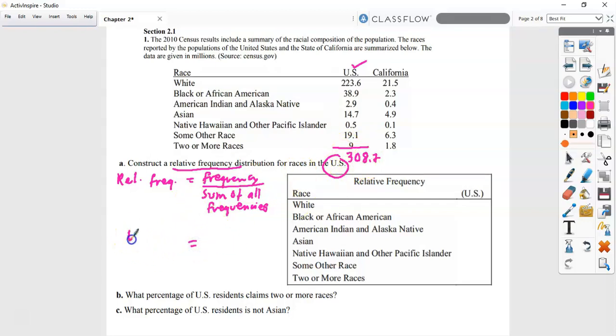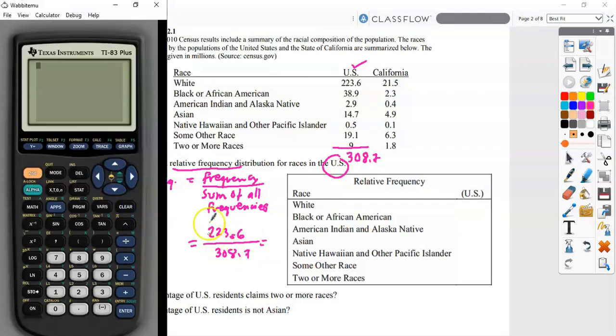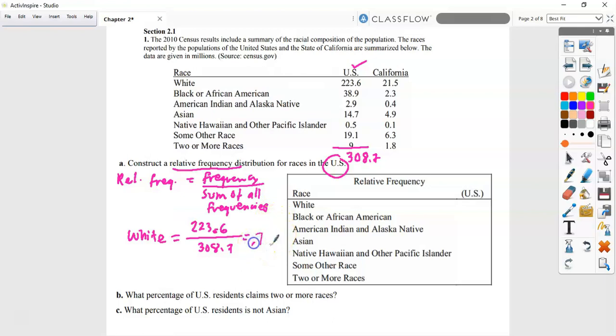So for example, for the white race, the frequency is going to be 223.6, and then we're gonna use our total to get the relative frequency, which is 308.7. Alright, using our calculator, let's divide 223.6 divided by 308.7. So it should give us 0.724. I usually take 3 decimal places.